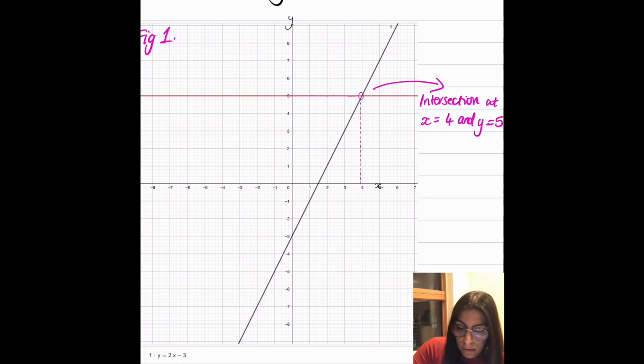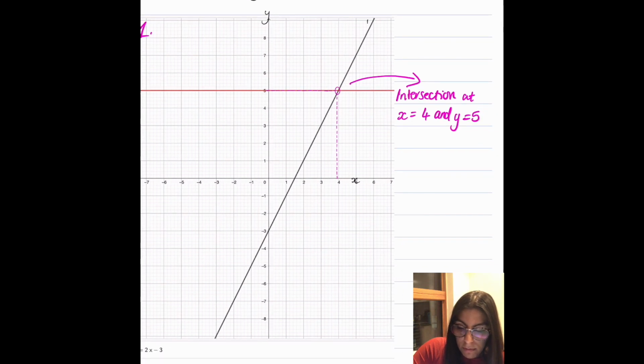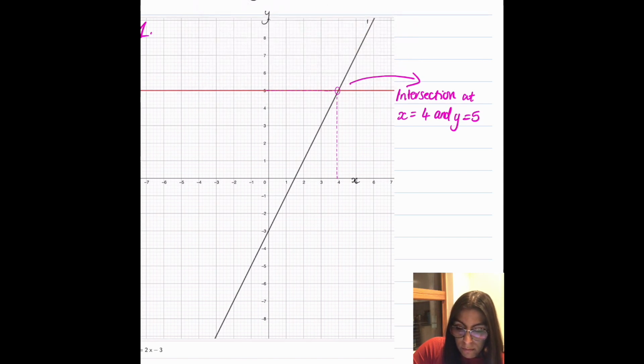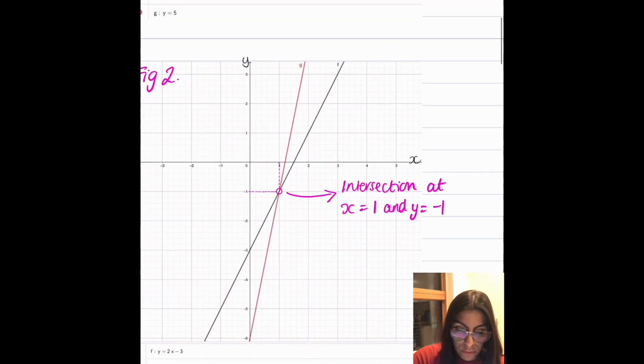So I'm just going to write this out. Sorry, I'm going to make sure that my x coordinate is first, and I'm going to make sure that my y coordinate is second. My pen is a little bit too thin, so we'll just do that. 4, 5. So moving on to figure 2, the same kind of representation again, where I have two lines.